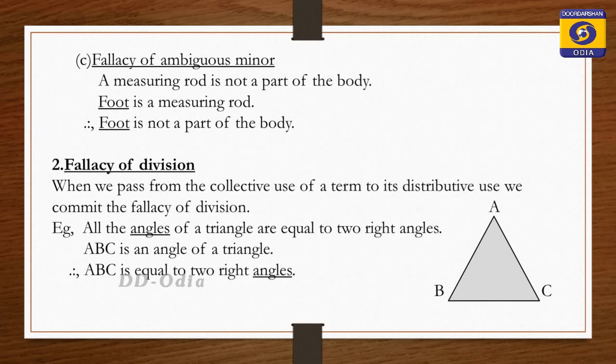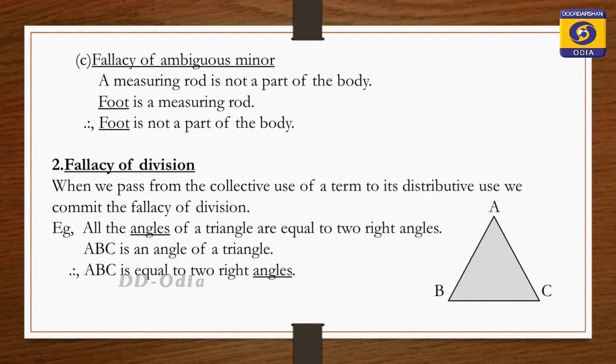Now, let us see the example. All the angles of a triangle are equal to two right angles. ABC is an angle of a triangle, therefore, ABC is equal to two right angles. So, here you see the major premise. All the angles of a triangle are equal to two right angles. तो माने एक त्रिभुज के तीन कोणों का योग होता है 180 degree.